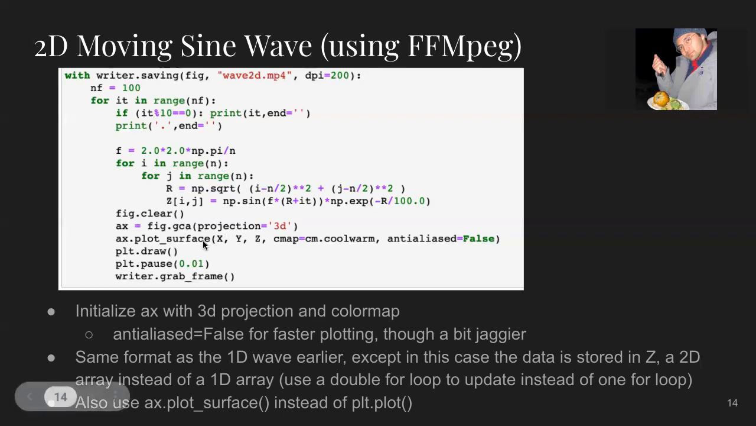And so after this, similarly to how we saw in the 1D wave, you would clear your figure and then just plot the 2D sine wave as normal. And then you'd also make sure to call plt.draw, plt.pause, and writer.grab_frame, which are all just steps for the writer to actually save the frames.